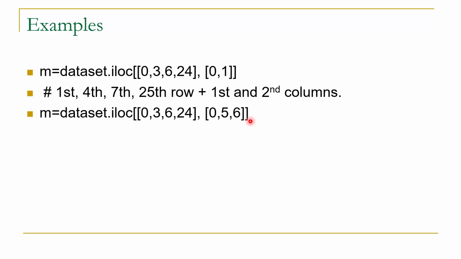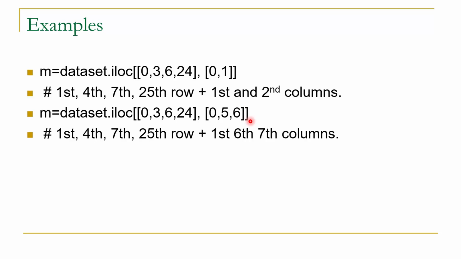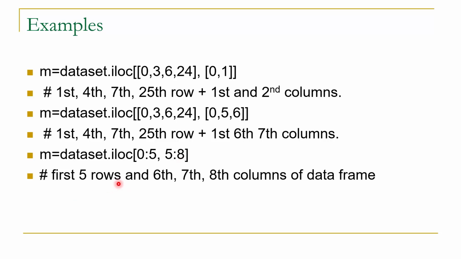Let us give a thought about the output of this statement. This will select the first, 4th, 7th and 25th row of the 6th, 7th and 8th columns. This will select the rows with index value 0 to 5. 5 will be excluded, and it will select the columns from index value 5 to 8, and similarly 8 will be excluded. So it will select the first 5 rows with index value 0, 1, 2, 3 and 4 and columns at position 6th, 7th and 8th. Why 6? Because it started from 5. 5 is the index value which refers to the 6th column. So these 3 columns will be selected by this statement.